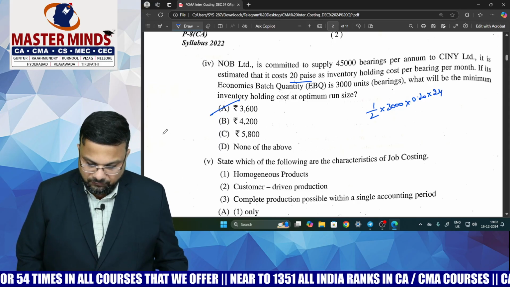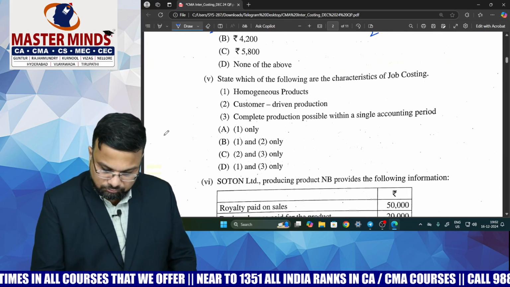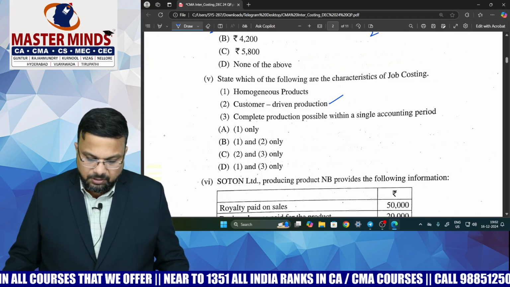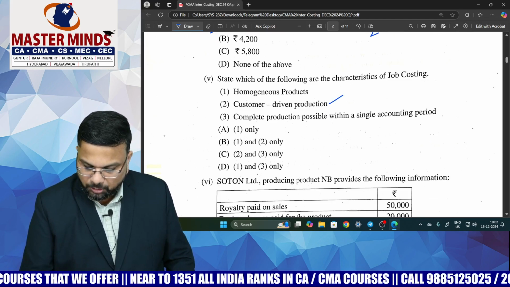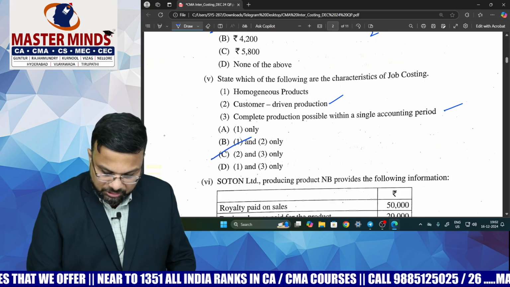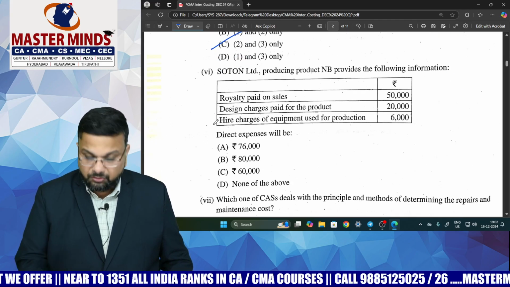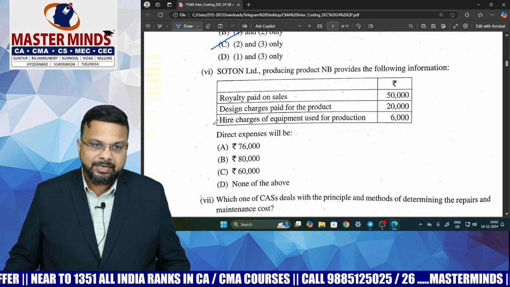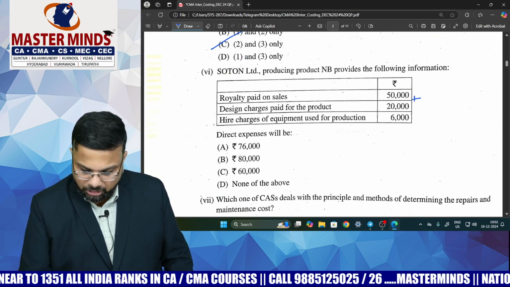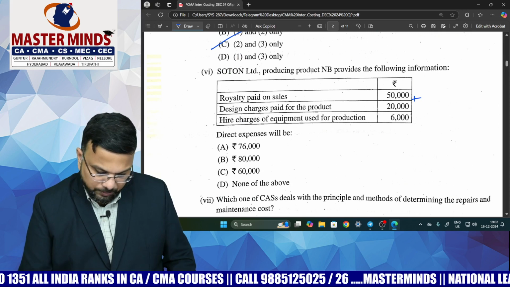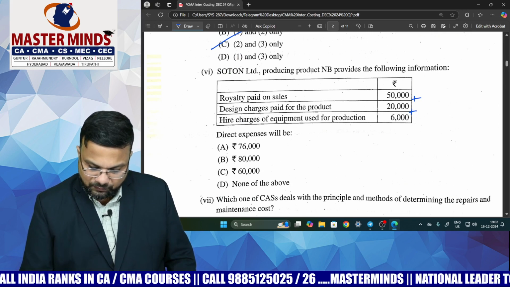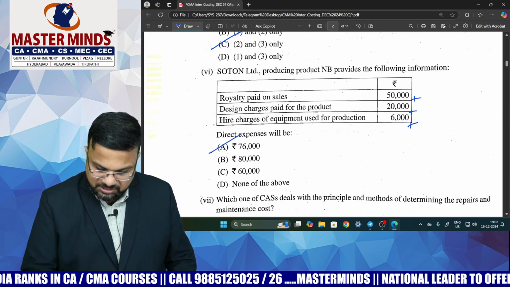Right. Which of the following are the characteristics of job costing? Customer driven production, complete production possible within a single accounting period. So answer 2 and 3, C. Okay. Now from this MCQ, they're asking us to calculate direct expenses. Simple thing, add all the three: royalty paid on sales, design charges paid for the product, hire charges for equipment used for production. So answer will be 76,000.